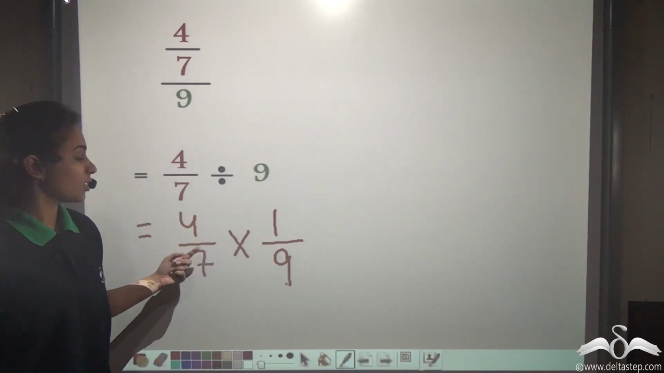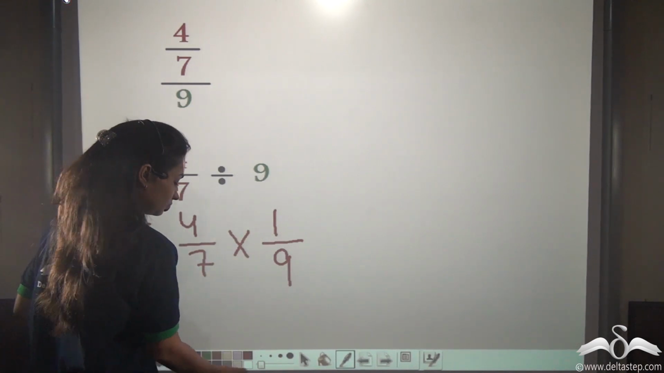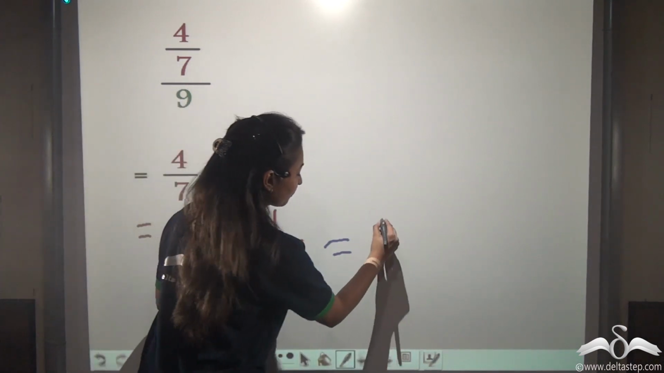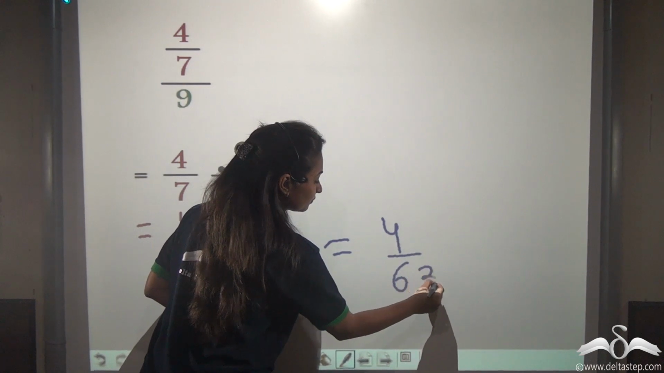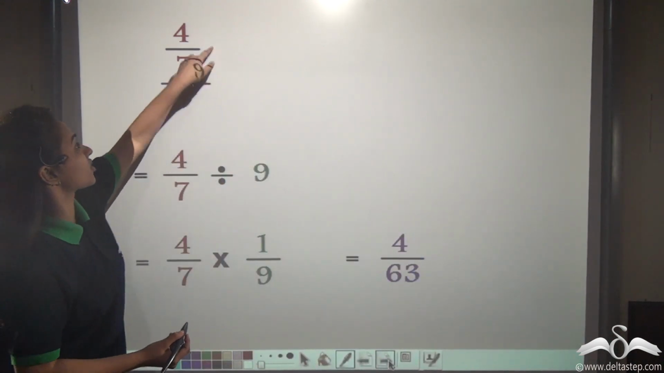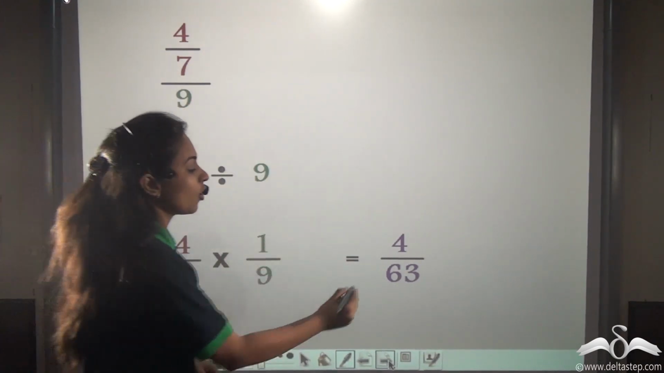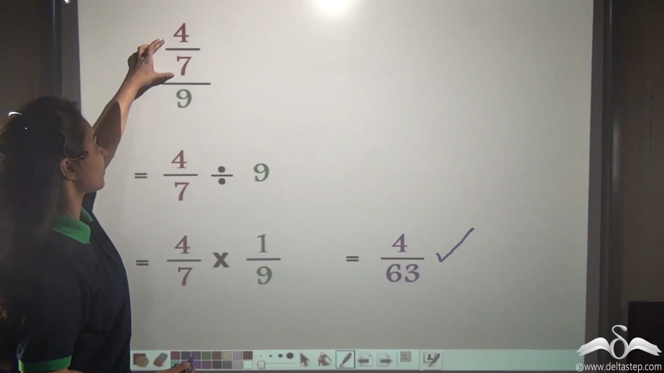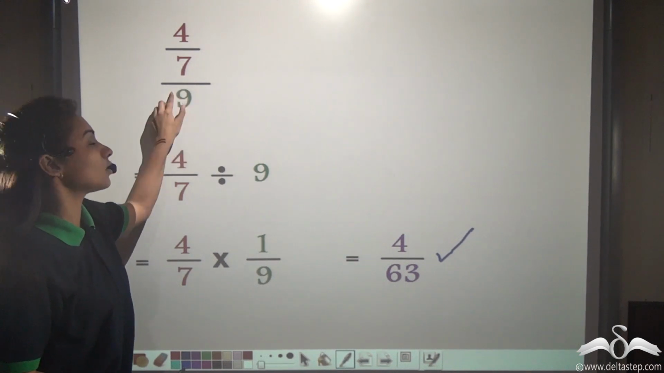So now you get this. So simply multiply and tell me the answer. This becomes 4 by 7 into 9, 63. So this complex fraction 4 by 7 by 9 is actually a simple fraction 4 by 63. So this is how you convert complex fraction where the numerator is a fraction and the denominator is a whole number.